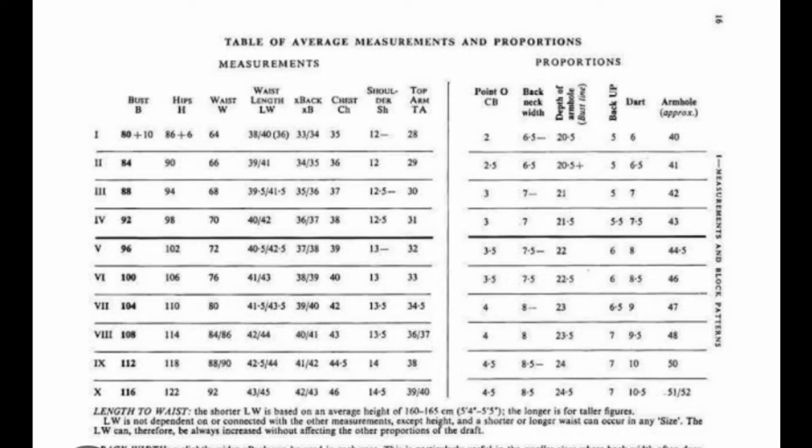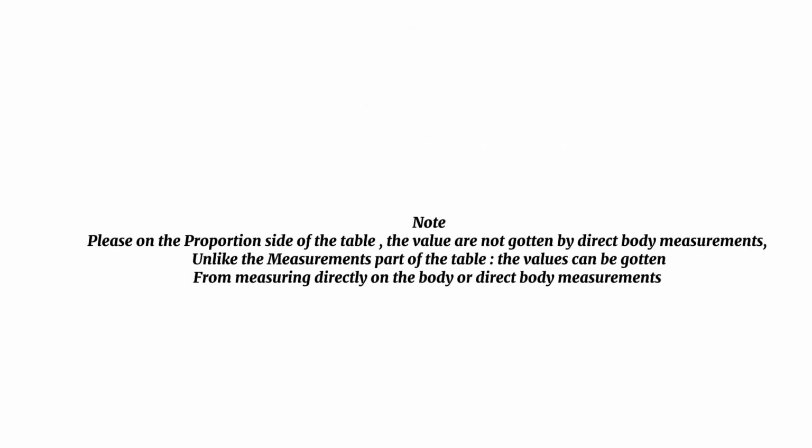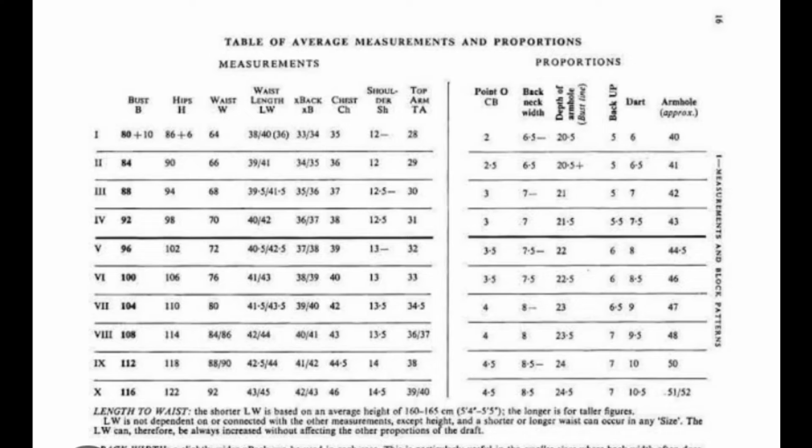Now, if we take a good look, we'll notice that this table under measurements comes in rows and columns. The columns include the subheadings like the bust, hip, waist, etc., while the rows include the numbers, different body size values. Now we move to the other side of the table, which is our proportion. Under proportion, there are also columns and rows, in which the columns are the point O, the back neck width, the depth of armhole, backup line, darts, etc. Then the rows are of different body size values, also known as numbers, okay?